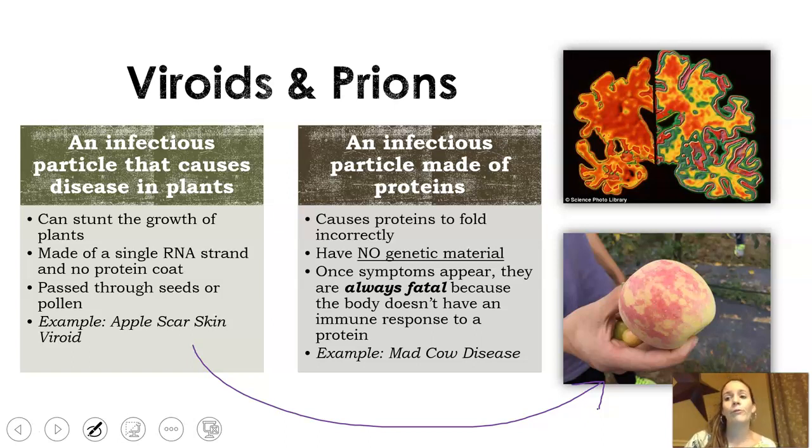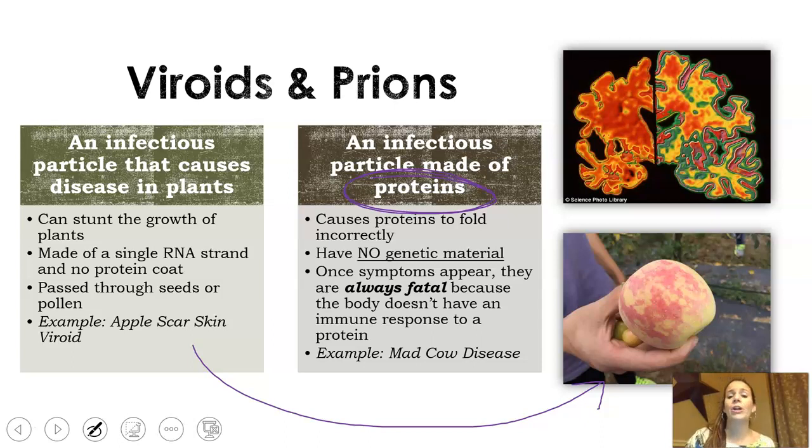So it's a problem for production and farmers and agriculture. The other thing you should know about then is a prion. So this is an infectious material made of proteins. So proteins don't have genetic material. So this becomes a problem because your immune system doesn't react to proteins. So once you have a disease like this, once you have symptoms, they may appear gradually, but then once they're full force, it's always fatal because the body doesn't have a response. The immune system isn't going to attack it because it's a protein.